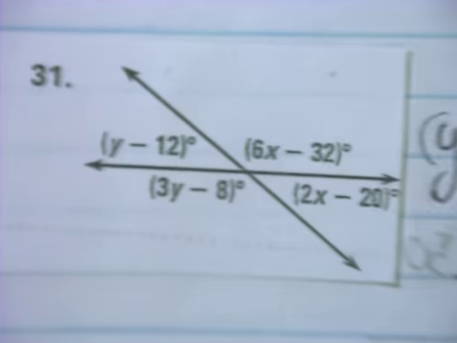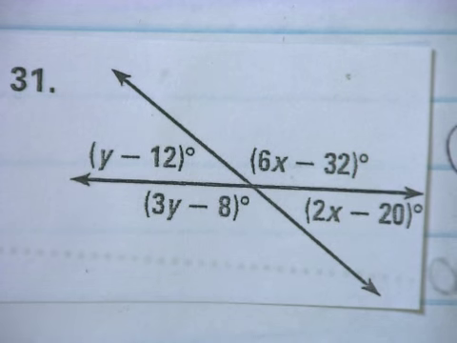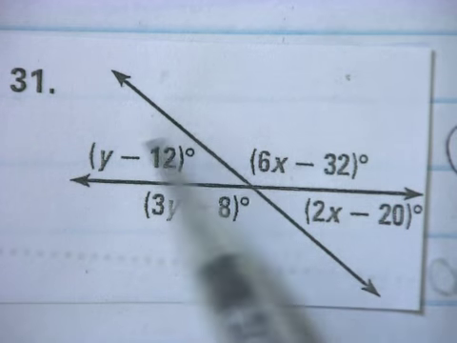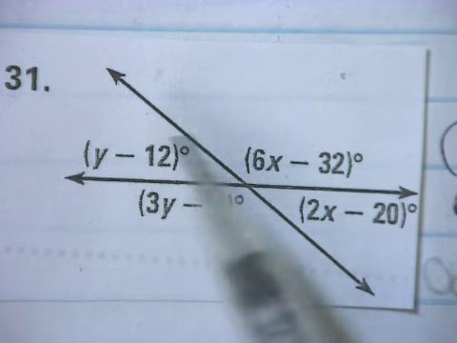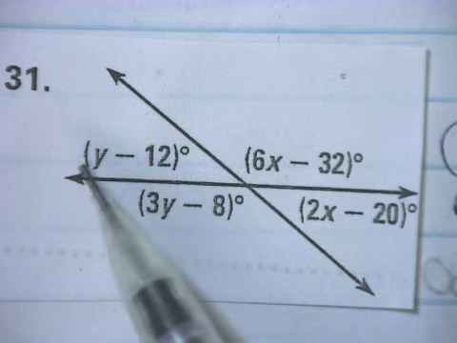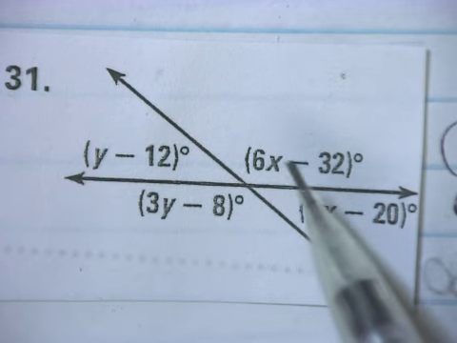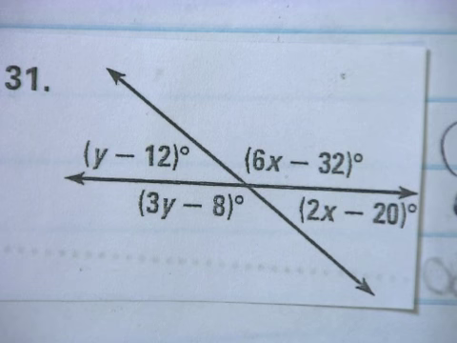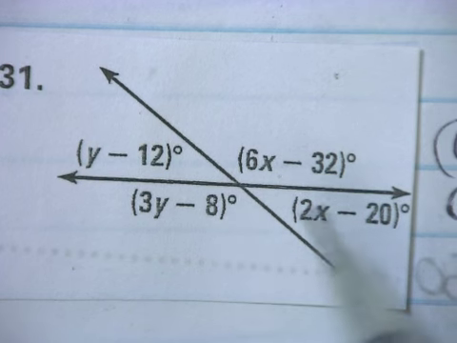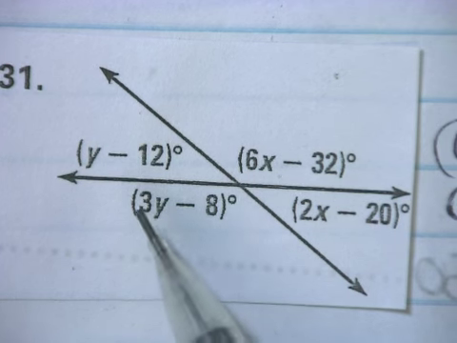Okay. Question 31 is a little bit tricky. If you notice here, I have a lot of vertical angles and I have a lot of linear pairs. Okay? So if I look here at the top, these two are linear pairs. But the problem is, I can't combine these two angles because this has a y and this has an x. They don't have like terms.